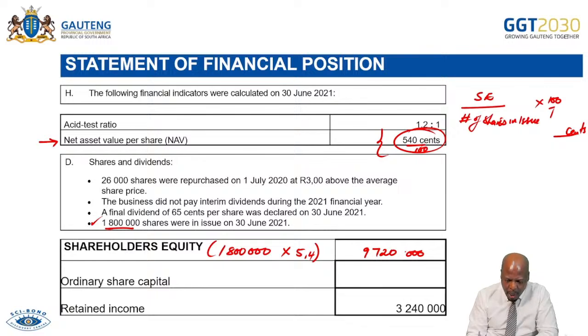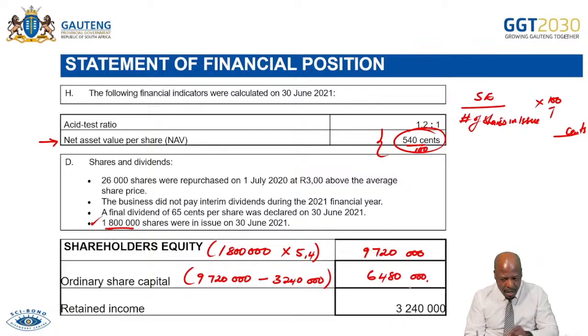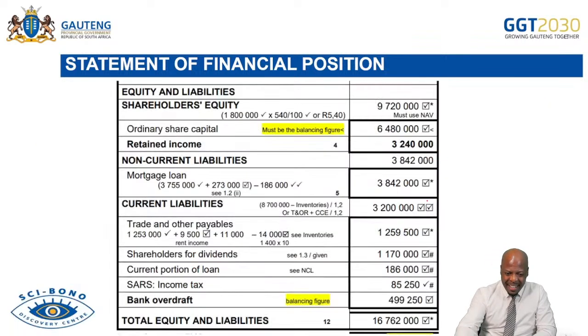9,720,000. Okay. And then if I'm to get my ordinary share capital, I'm simply taking my 9,720,000. I subtract 3,240,000. That simply means my ordinary share capital is 6,480,000. Okay, let's see. All right, this is about it.